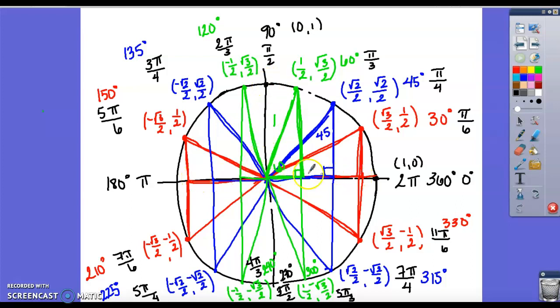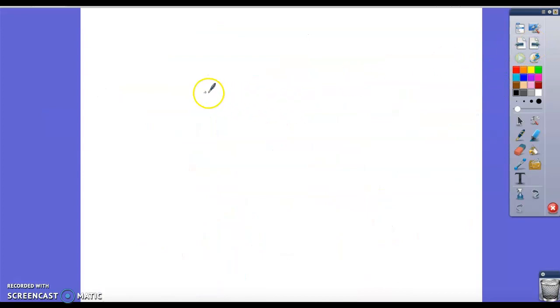For 180, that's a straight angle, so your initial side would be here on the x-axis. Your terminal side would intersect the unit circle at -1, 0. And then this 270 angle, your initial side would be here and your terminal side would be right here, at 0, -1.